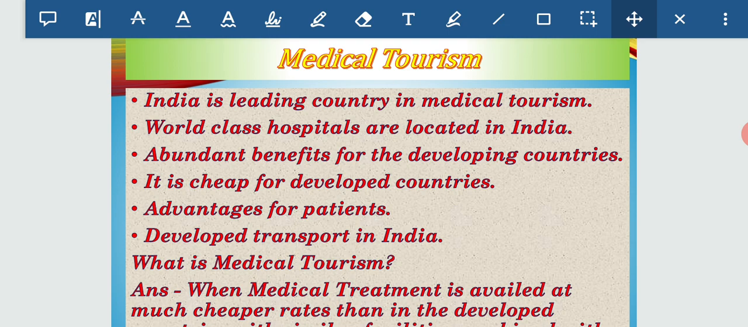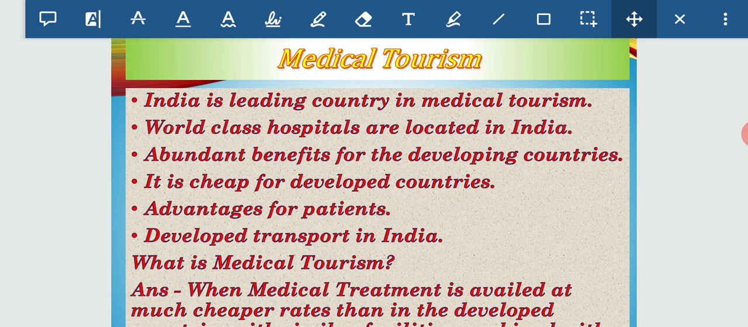When people from different countries come for medical purposes, we are able to earn foreign exchange. So we are getting abundant benefits as a developing country. It is cheap for developed countries. For them it is cheaper, and for us it is beneficial. It is an advantage for the patients, and for a country like ours, it helps to develop transportation facilities. Why? Because if it is well knitted, then obviously we will be able to attract more patients from worldwide.